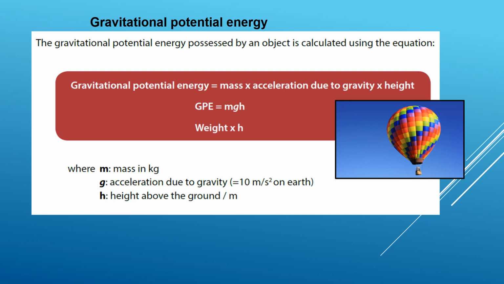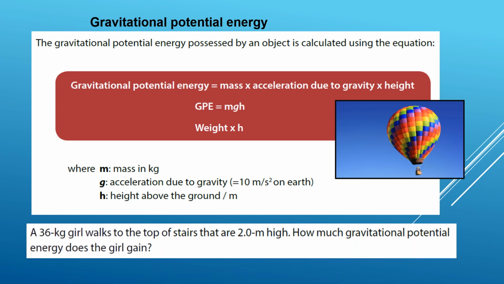But we know that the weight is equal to mg. Therefore, the gravitational potential energy can also be obtained by multiplying the weight of an object by the height through which it has been raised above the ground. So m is the mass in kilograms, g is the acceleration due to gravity, which is 10 meters per second squared on the earth, and h is the height of the body above the ground.